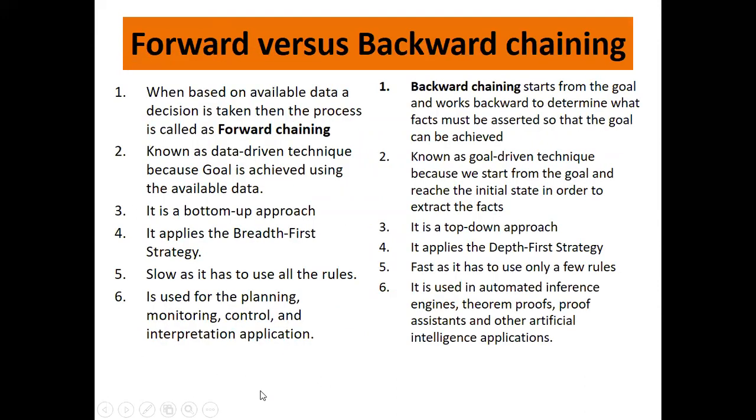Let us compare them. Forward versus backward chaining. When based on available data, a decision is taken, then the process is called forward chaining. What is backward chaining? Starts from the goal and works backward to determine what facts must be asserted so that the goal can be achieved. Again, this is data driven and this is goal driven. I'll not read in detail because everything is clear. You can just read it on your own, right? The last 6 points give you the application of forward chaining and application of backward chaining.